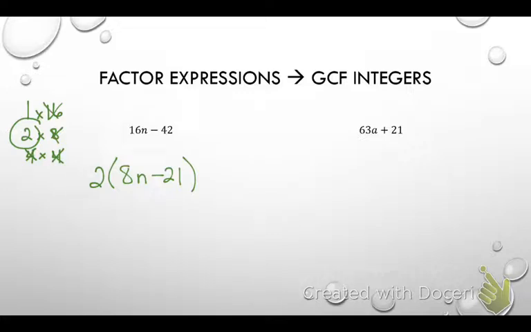Guys, here's another confirmation that I did find the GCF. If I truly found the GCF, then the numbers left inside will share no common factors with each other. So between 8 and 21, are there any common factors? No. 2, 4, 8, those are not common factors. So I know that I have factored this completely.